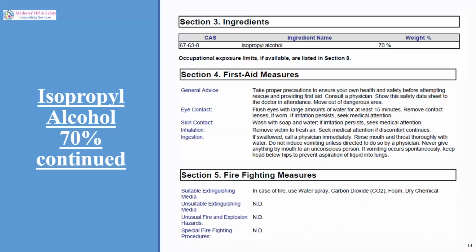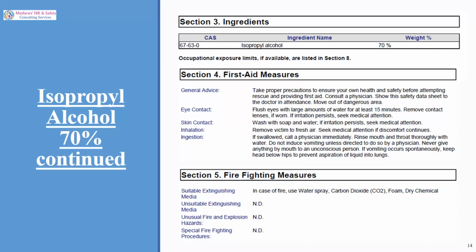If they inhale it, you want to move the victim to fresh air. If they swallow it, you want to call a physician. You want to rinse their mouth and throat thoroughly with water, and do not induce vomiting. This is where you're going to find if a chemical is saying induce it or do not induce it, and you make sure you're following that through. You want to keep the head below the hips to prevent aspiration of liquid into lungs if vomiting does start.